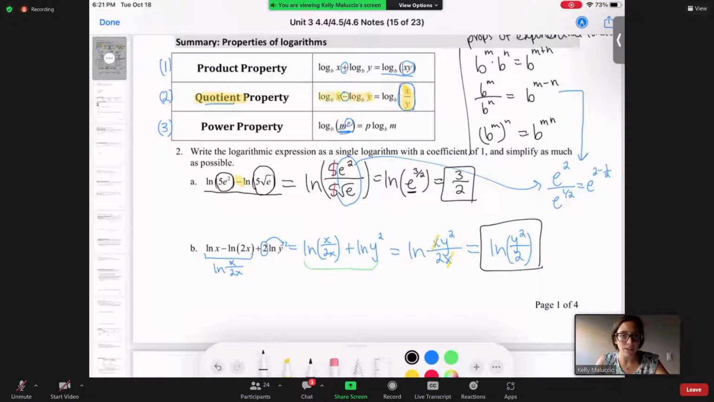Okay, so hopefully that makes some sense. If the x's don't cancel, like if it was x and a w or something, we would just leave them and it would just be all of that mushed into the one ln, right? And that's perfectly fine.